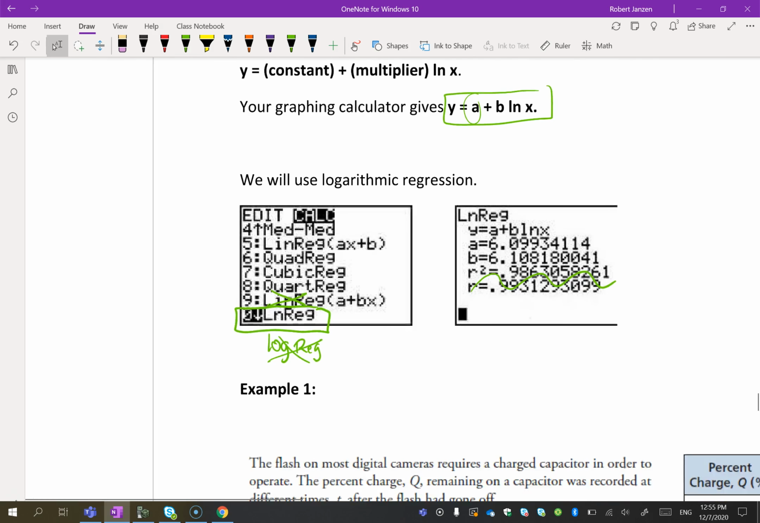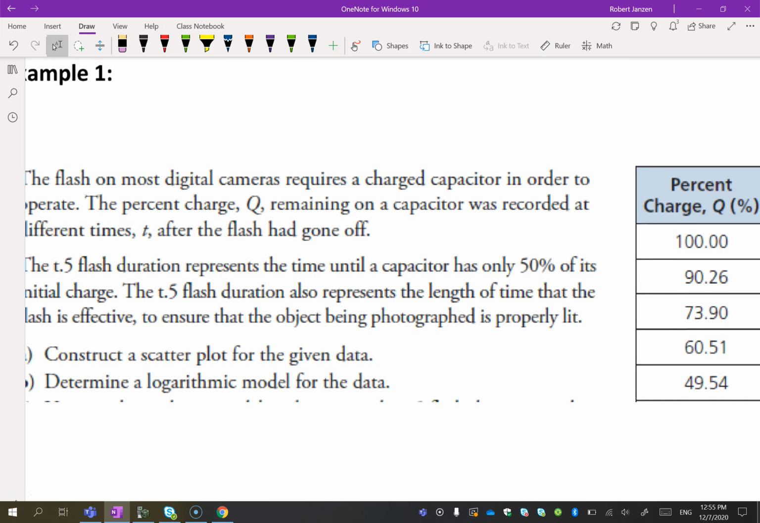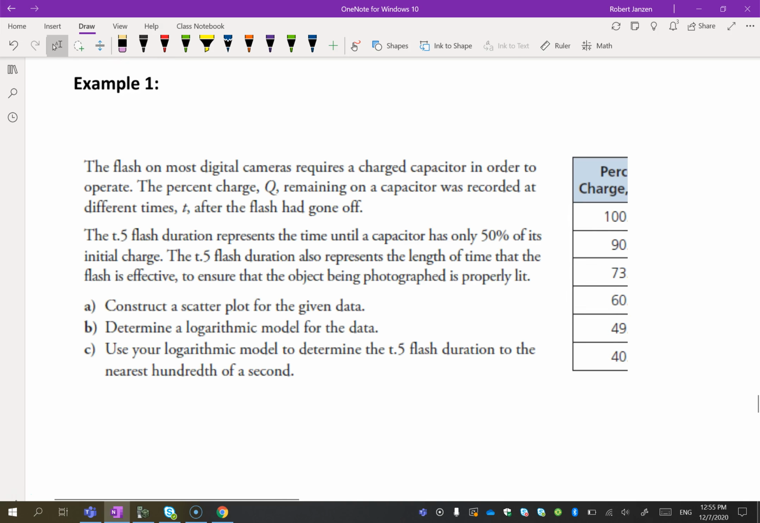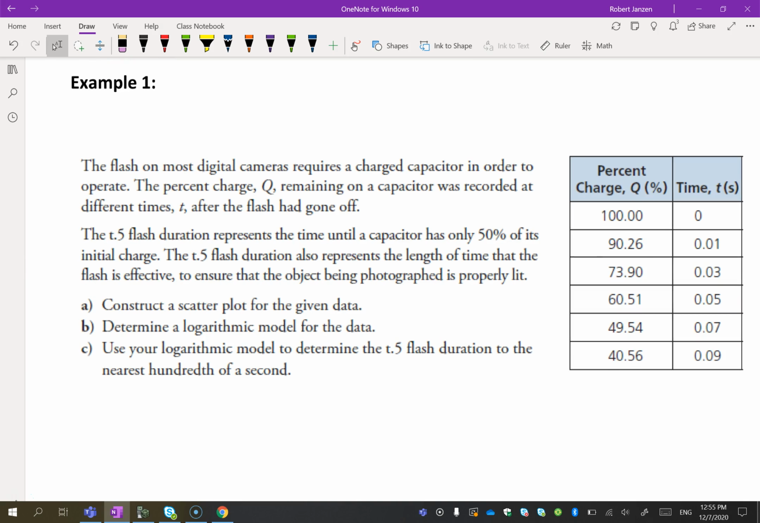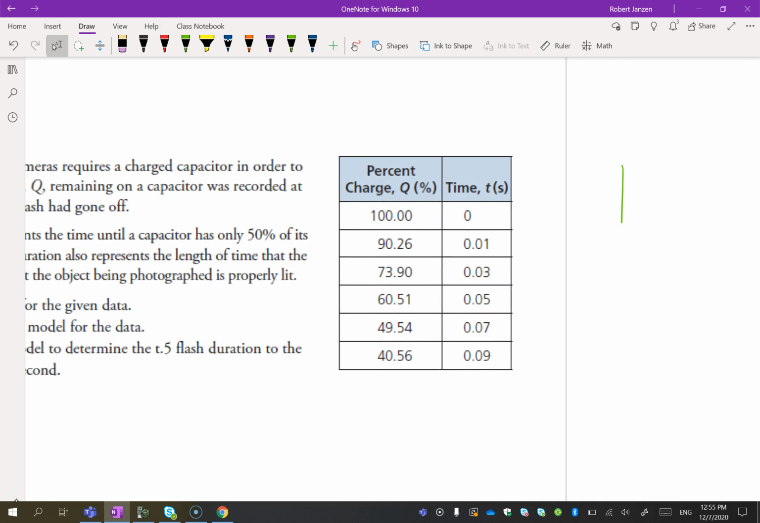Okay, so let's try a question. So it's a word problem, and it gives us a table. Sometimes you'll get the table, sometimes you won't. And the funny thing is here, before I even read this, just look at this table. Normally when we see a table, we see time here, and we see, like, in this case, percent change here. And if we did this, this would end up giving us an exponential equation.